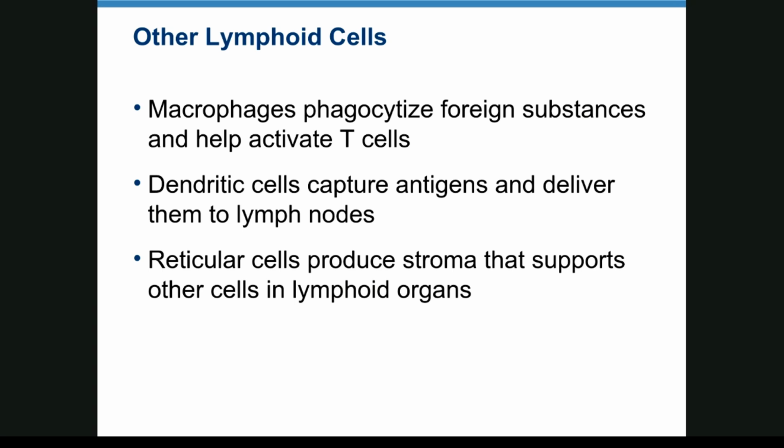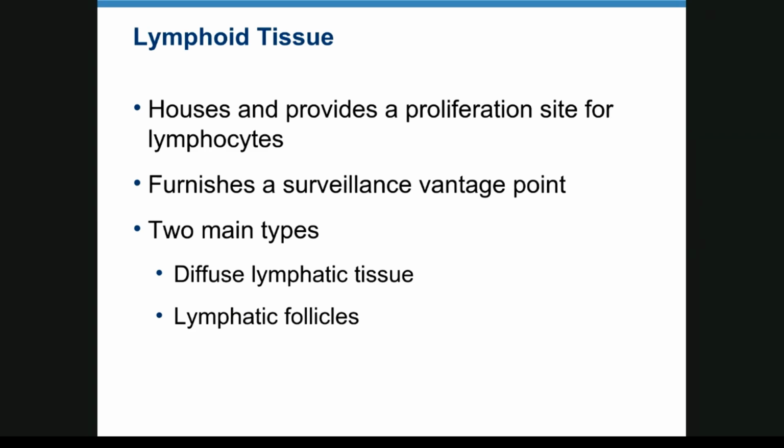There are other lymphoid cells. Macrophages are there to phagocytize foreign substances. They also alert T cells, the T lymphocytes, to the fact that there's something foreign there. Dendritic cells capture antigens and deliver them to lymph nodes. And then reticular cells actually make the stroma, which is the house that supports the other lymphoid organs. It builds the lymph node.